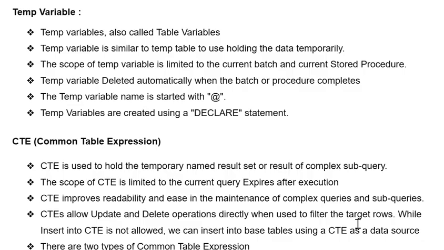Temp variables are also called table variables. A temp variable is similar to a temp table for holding temporary data. The scope of a temp variable is limited to the current batch or stored procedure, and it is deleted automatically when the batch or procedure completes. Table variables are created using the DECLARE statement.